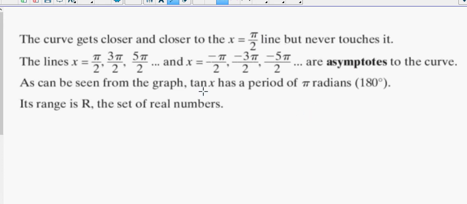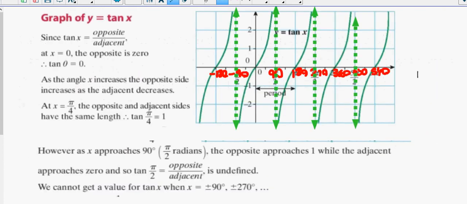Tan actually has a period of 180. What I mean by that is this: sine and cos have a period of 360, which we discussed earlier. But tan, however, repeats every 180 degrees, going upwards each time. That makes sense? So the tan function repeats every 180 degrees.